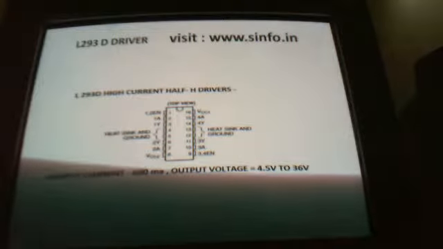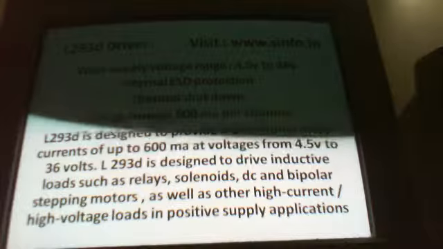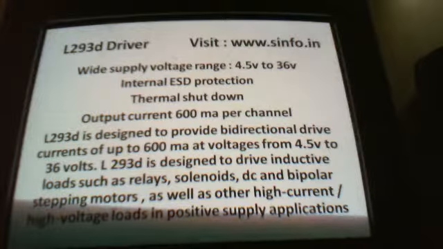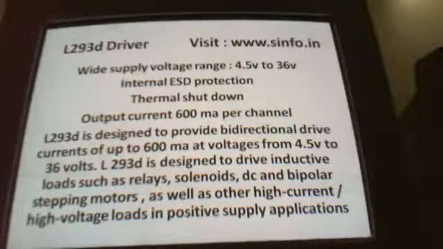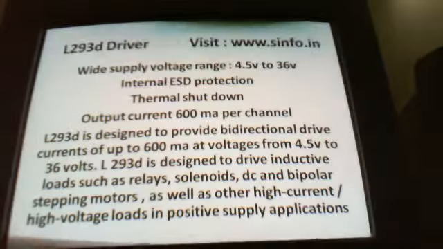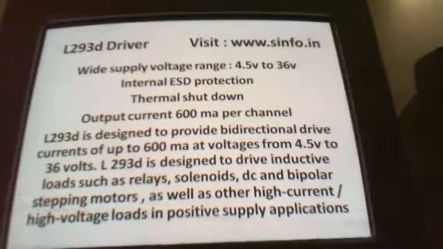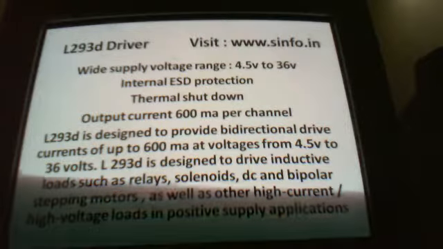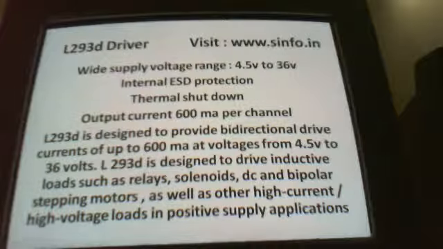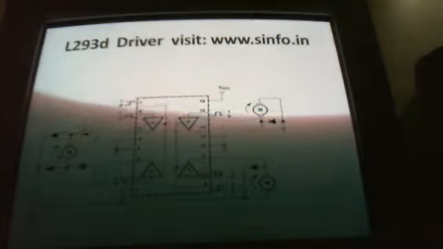Okay, now we will see how you connect the motors, and the specification of L293. L293 has a wide supply voltage range, the output voltage is from 4.5 volt to 36 volt. Internal ESD protection is there, thermal shutdown is there, output current maximum 600 milliamps per channel. L293 is designed to provide bidirectional drive currents of up to 600 milliamps at voltages from 4.5 volt to 36 volt. L293 is designed to drive inductive loads such as relays, solenoids, DC and bipolar stepping motors, as well as other high current, high voltage loads in positive supply applications.